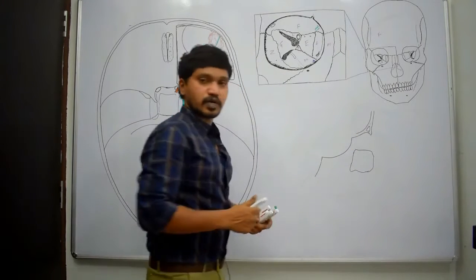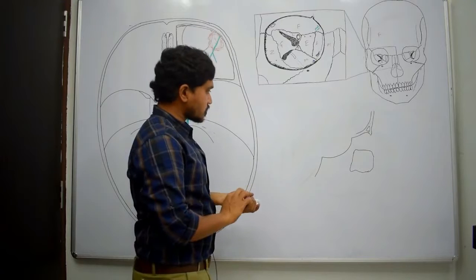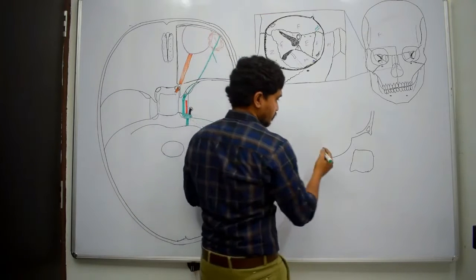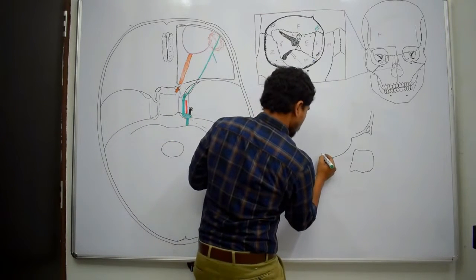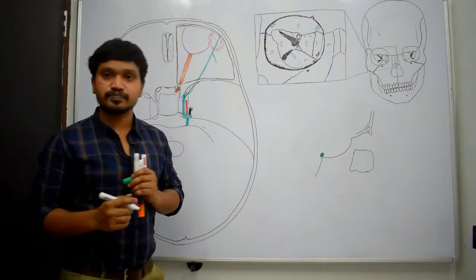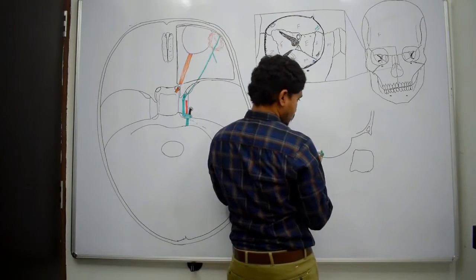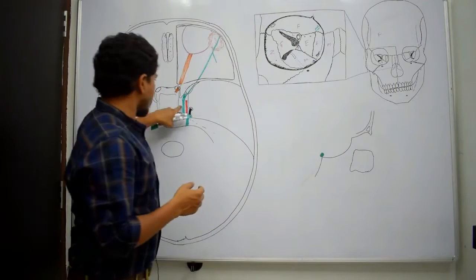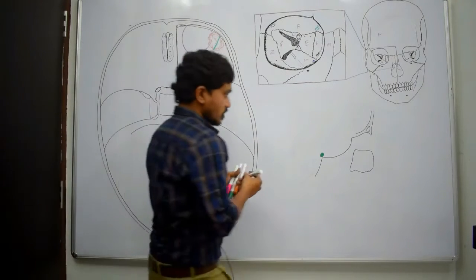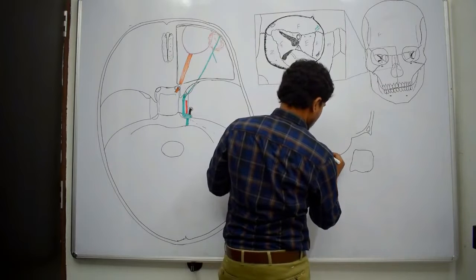This is the apex of the petrous part of the temporal bone. Over the apex of the petrous part of the temporal bone you can see this ganglion. What is this ganglion? Trigeminal ganglion. And what is this sinus? Cavernous sinus. So here the cavernous sinus is there.